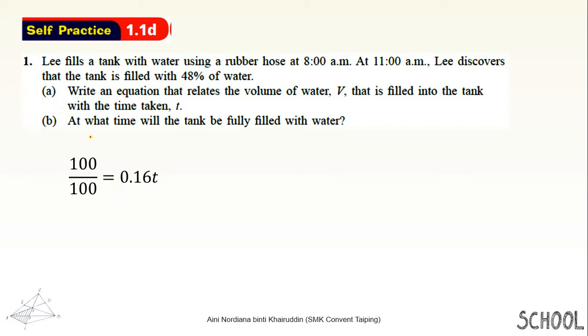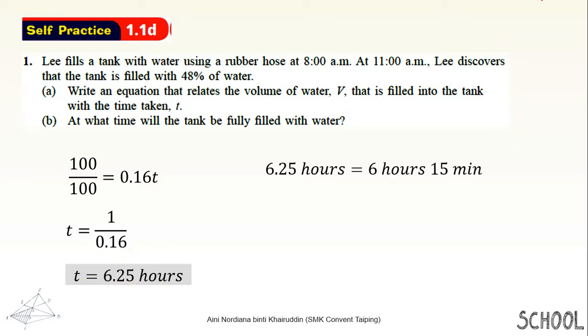For B, this is 100% equals 0.160. So T is 1 over 0.16. So T equals 6.25 hours. So 6.25 hours is equal to 6 hours 15 minutes. So 8 a.m. start plus 6 hours 15 minutes. So at 2:15 p.m. the tank will be fully filled with water.